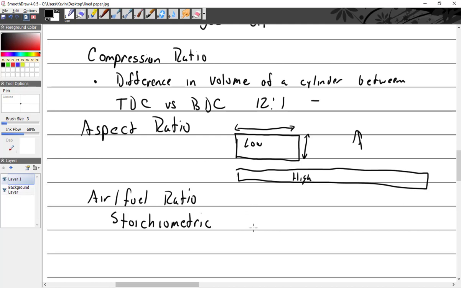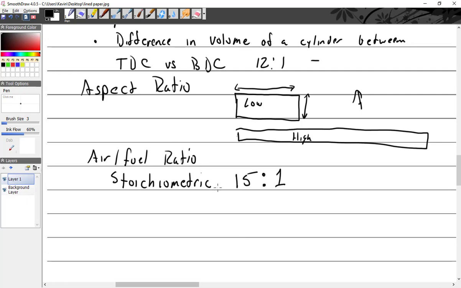What is the ratio? Is it 50 to 1? 15. Okay, is it 15 to 1? 15 to 1 is correct. 15 parts what? Air, thankfully, to 1 part fuel.